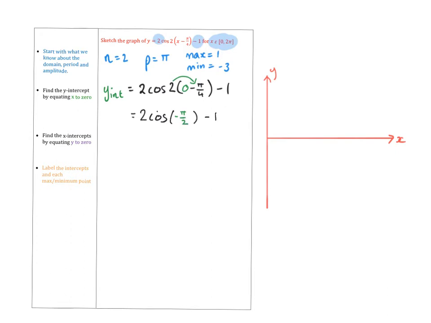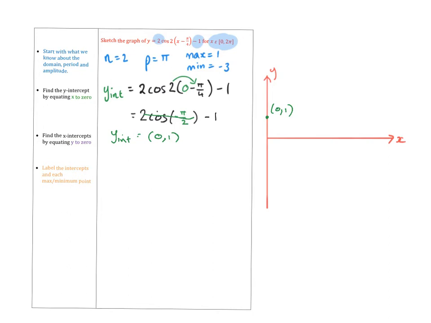This is already a little bit easier because we know that cos of pi on 2 or negative pi on 2, same thing, it's going to be 0. So we can scrap that, and we know that our y-int is 0, 1. So we can place that here now. You might also recognise this as the maximum value. So we've already got one turning point, which is going to make things a lot easier.